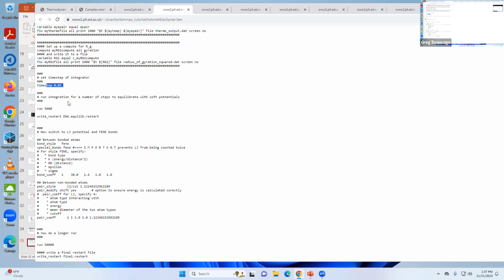So this is the warm up, you run 5,000 steps of 0.01 each. And that gives you your beginning, the thing you just threw together. Then this soft potential lets it figure out that things aren't overlapping with each other. So run it 5,000 times, boom, it spits it out.